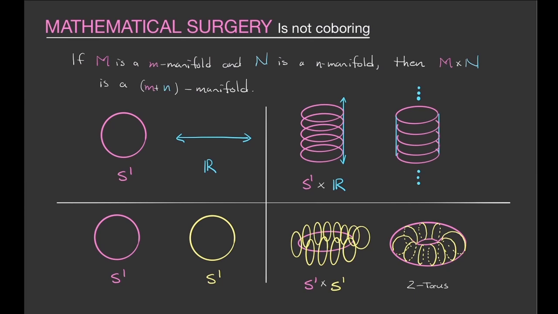So try to imagine, if you could, what is a 3 torus? Well, that's S1 cross S1 cross S1. Now why did I write it rotated like this? Because it's crazy. Okay, moving on.